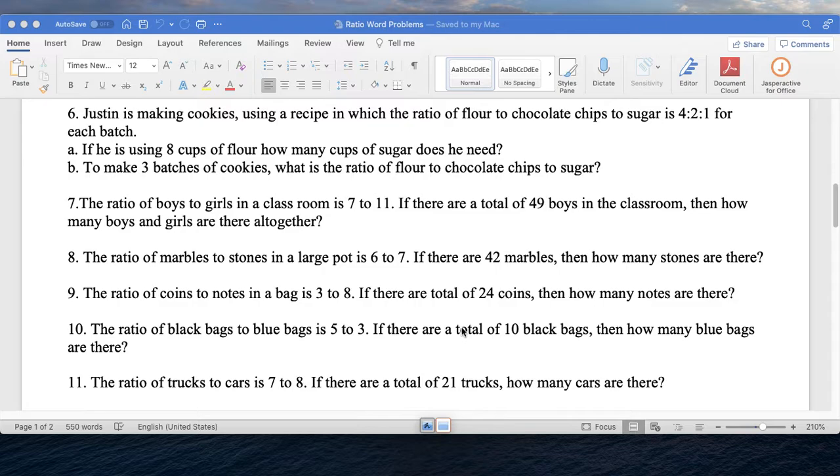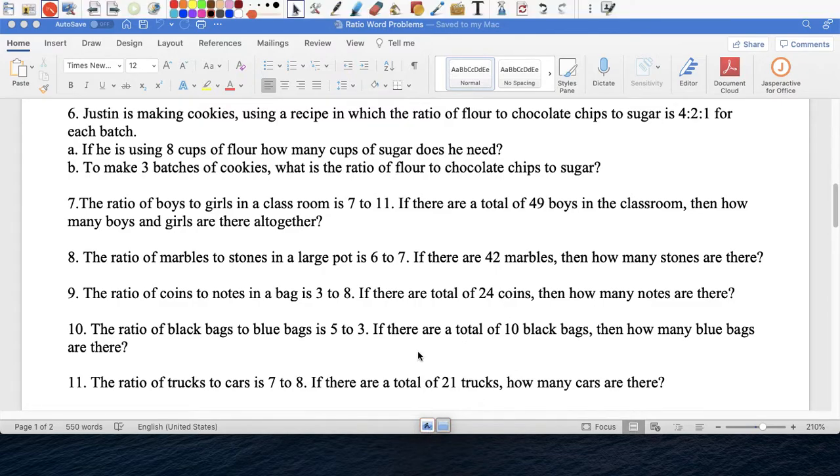Justin's making cookies. Oh, I forgot. Speaking of cookies, I was supposed to make falafel today.